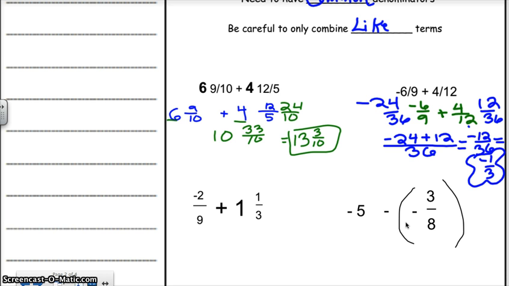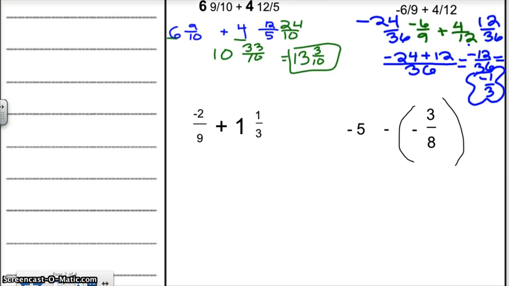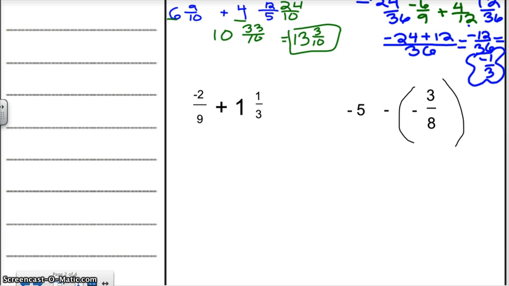All right. Negative 2/9 plus 1 1/3 is the next one. So what's my common denominator? 9. 3 times 3 is 9. 1 times 3 is 3. So I have negative 2/9 plus 1 3/9. Negative 2 plus 3 is a 1 over 9 and 1 whole. So I have 0 wholes on that first one.